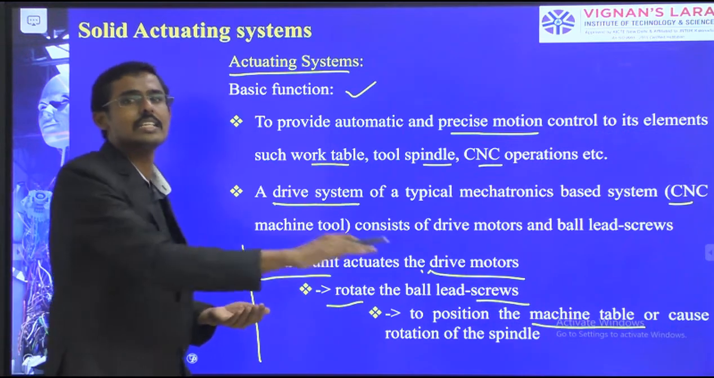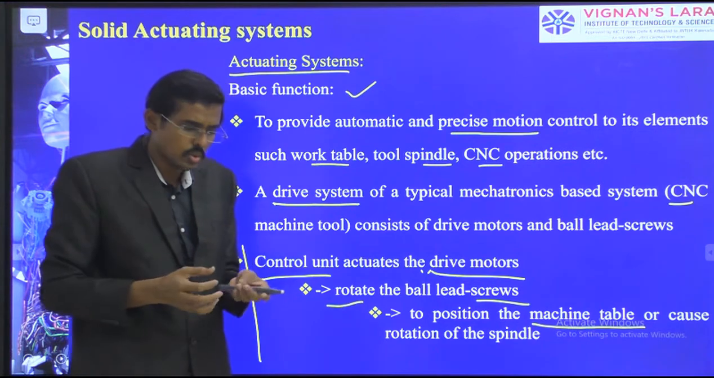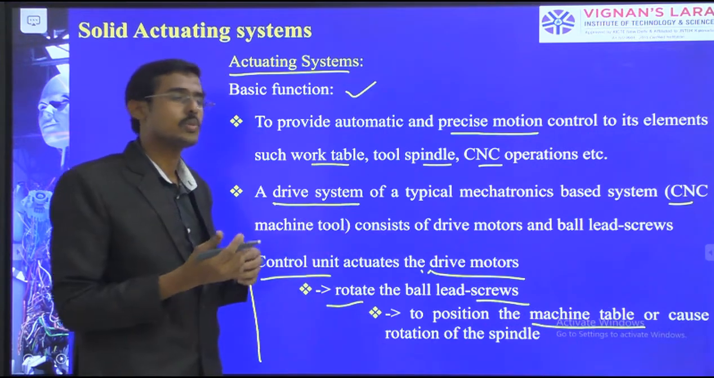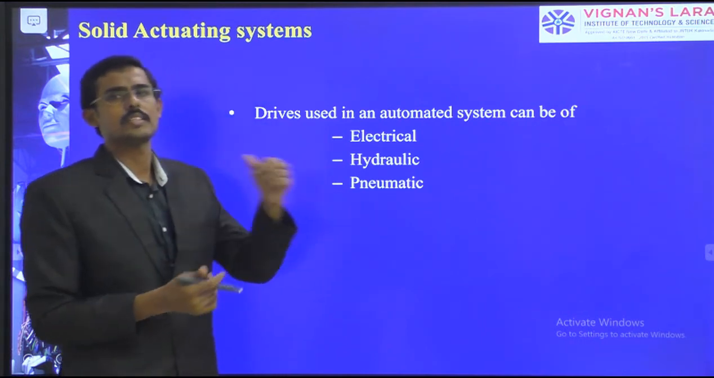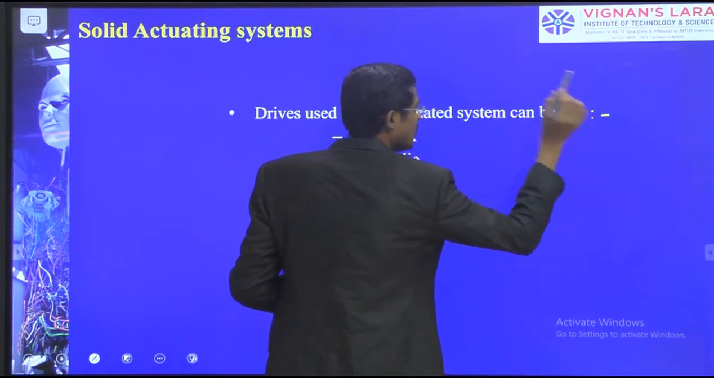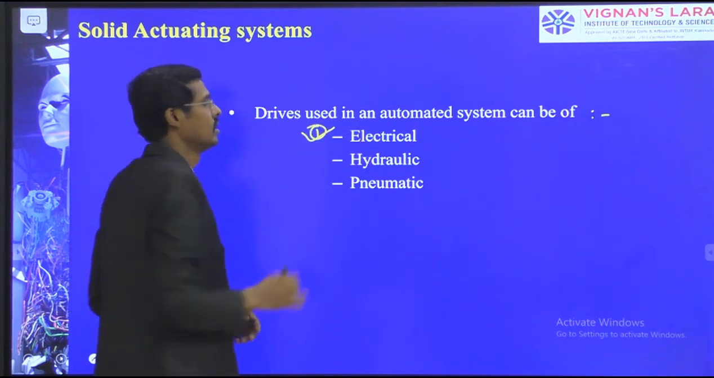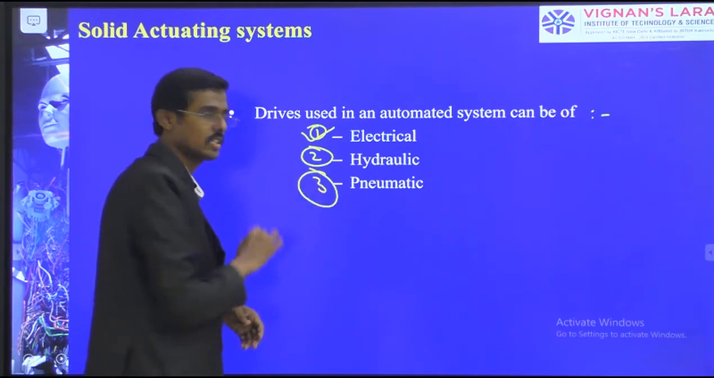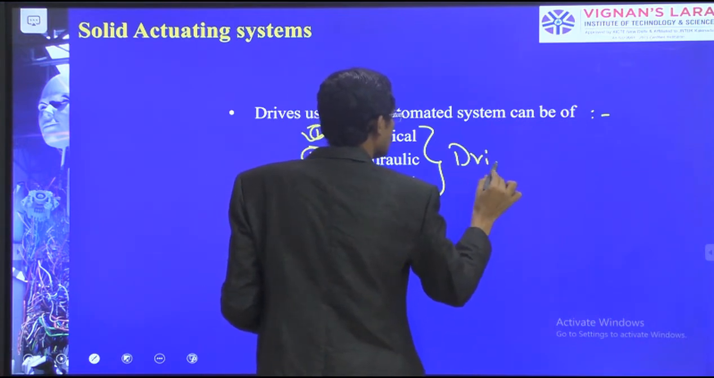Just one example here: we are going to move the CNC table. How are we going to move it? By operating the motors, the lead screw rotates, and through that the table moves ahead. So such examples can be operated by actuating systems. I am dividing these actuating systems into three categories of drives used in automated systems: electrical devices, hydraulic devices, and pneumatic devices. All of these act as actuating or driving systems.